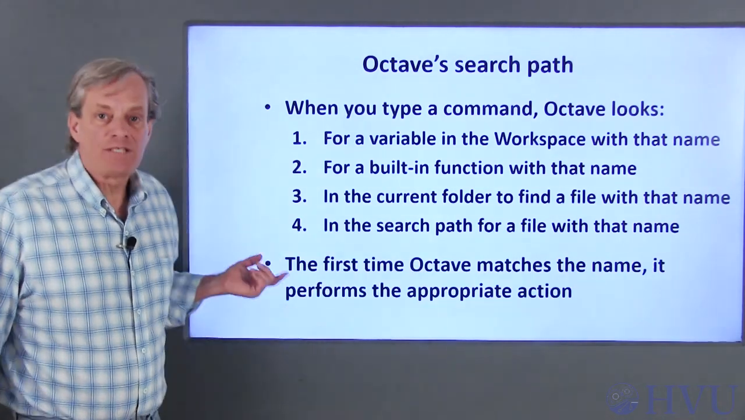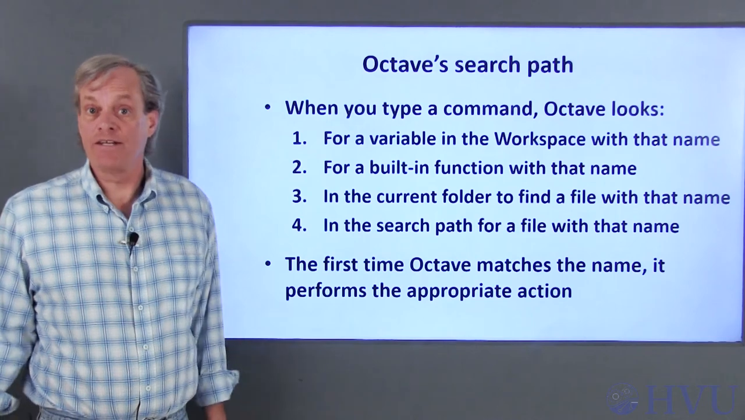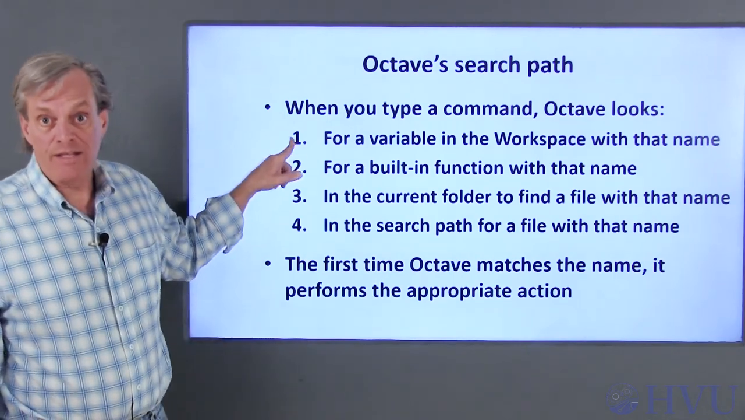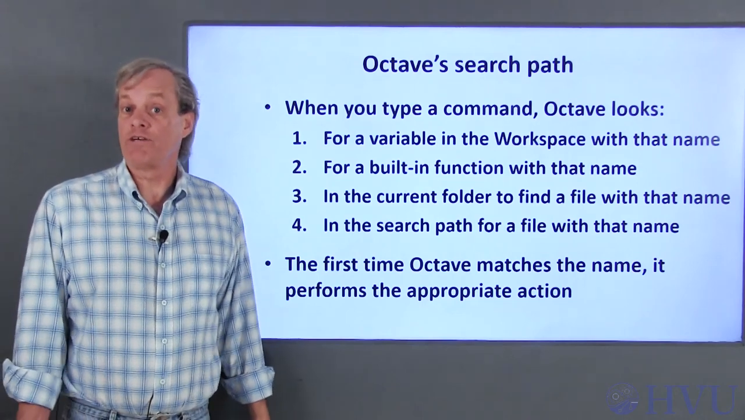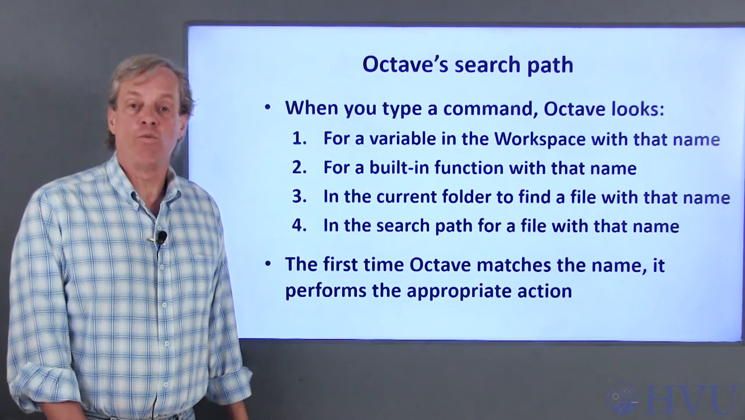I need to re-emphasize that Octave stops going through this list the first time it finds a match to the command. So if the command matches a variable in the workspace, Octave stops searching for other conditions that could be satisfied, and it uses the variable that it thinks you want.